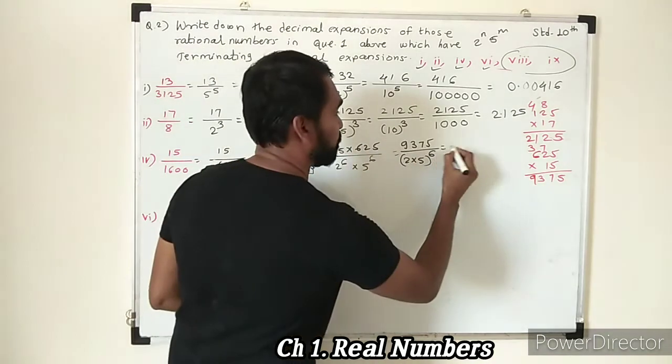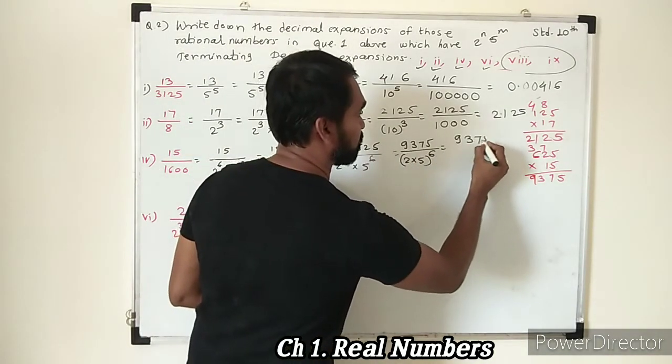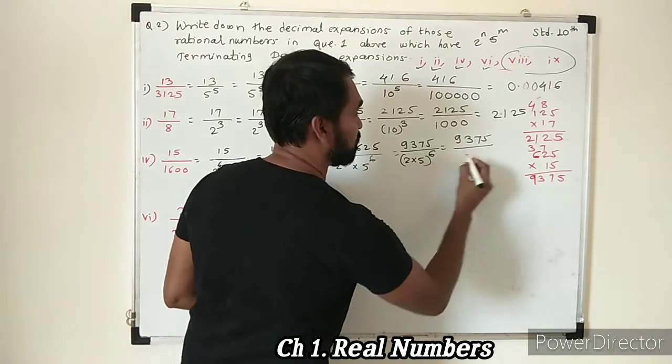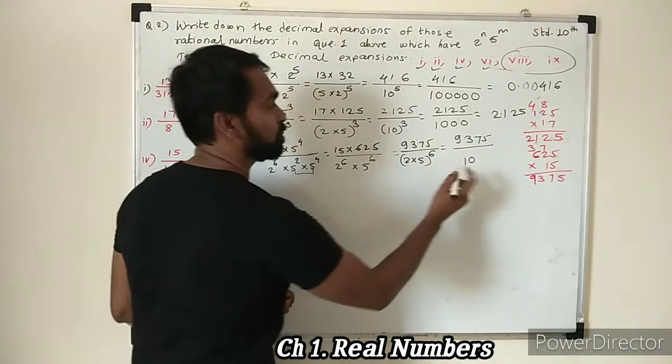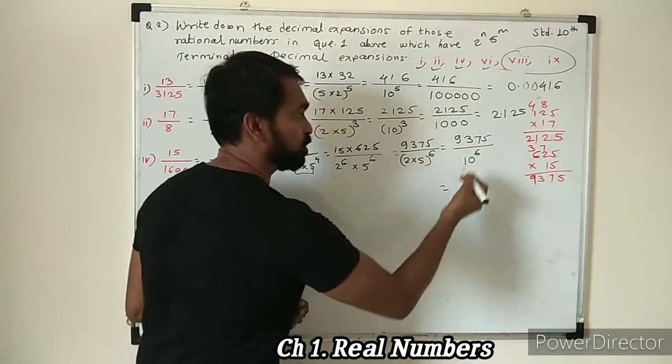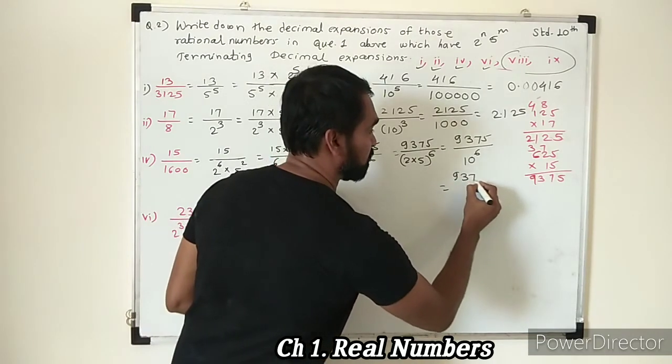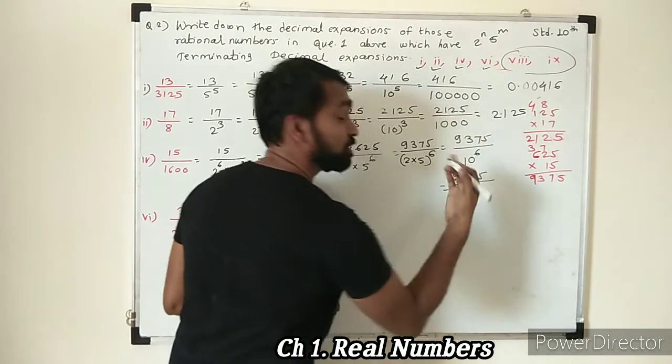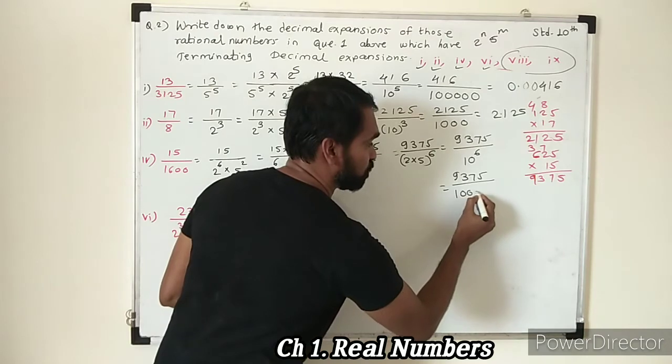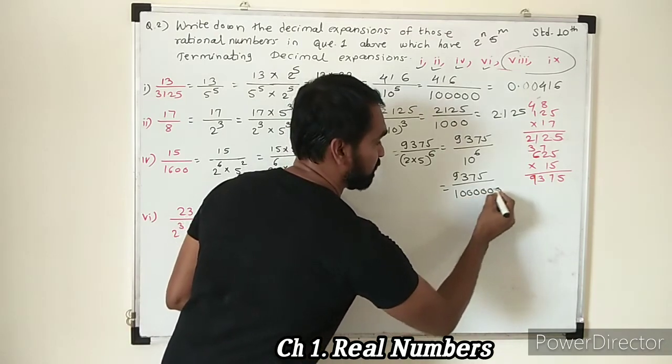Okay. Then 9375 upon 2 times 5 is 10, and 10 raised to what? 6. 10 raised to 6 means 9375 upon 6 times 0. That is 1, 2, 3, 4, 5 and 6.